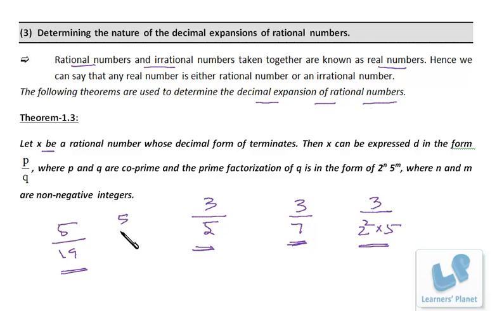Suppose I have 5 by 90. So first of all, I just simplify it, it is 1 by 18. Now in the denominator I have 9 also. 1 by 18 is 1 upon 2 into 9. But we don't want 9. So 1 by 18, that is 1 upon 2 into 9, will be a non-terminating rational number. I hope you are clear.